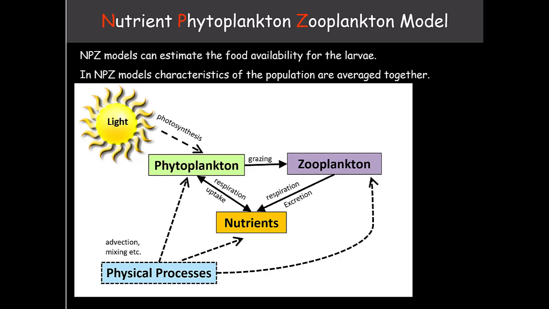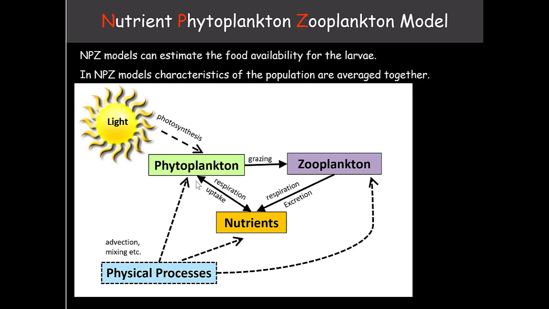Given that nutrient phytoplankton zooplankton, or NPZ, style models often enable us to simulate the food availability for our early life history models, I want to give you a brief overview of this kind of model as well. In an NPZ model, we usually have some kind of phytoplankton group, a zooplankton group, and some nutrients. This is a very simplified depiction of an NPZ model with one phytoplankton group, one zooplankton group, and one nutrient group. Each of these groups are also acted on by the physical processes that advect and diffuse them around our model grid.